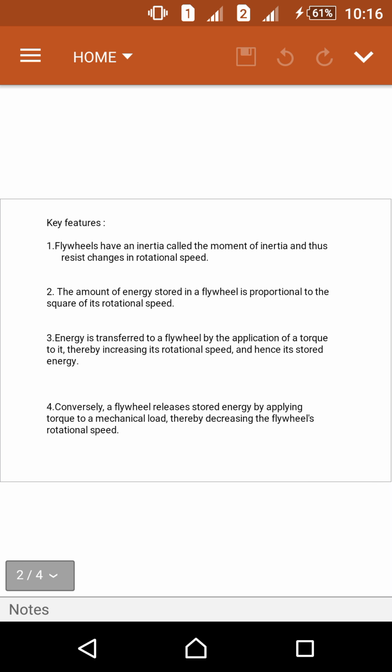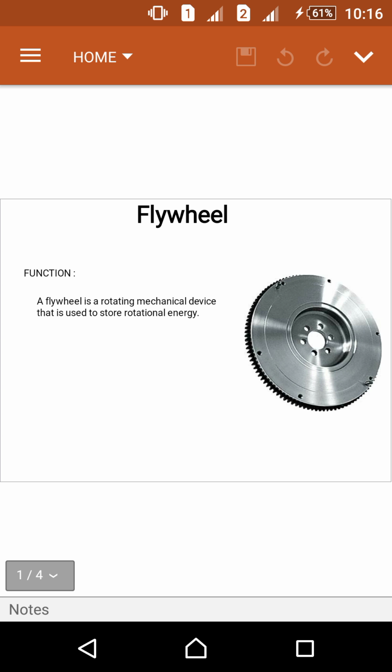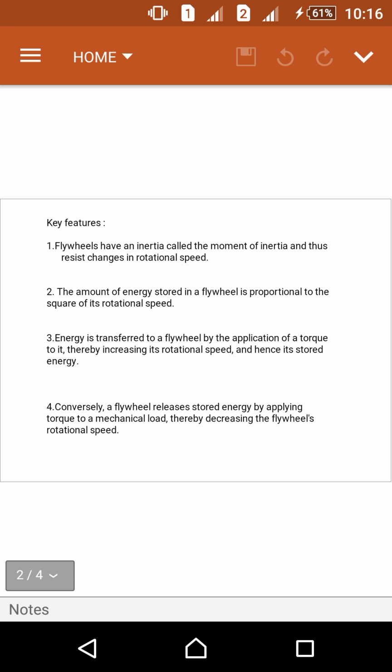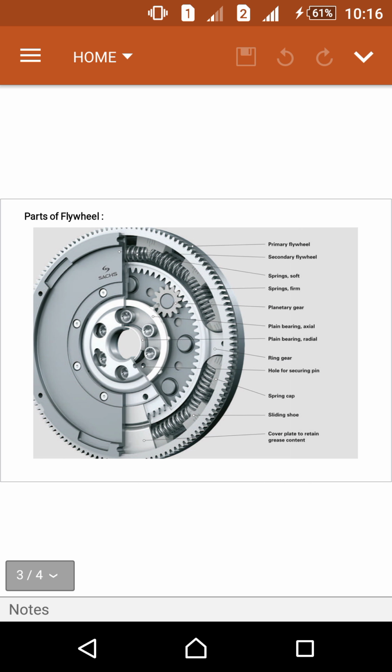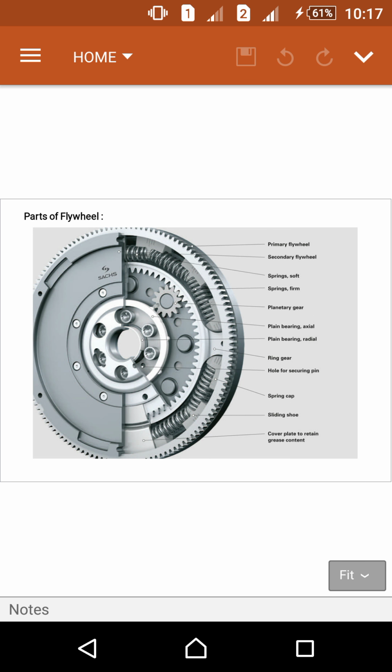Then the key features of the flywheels are: first one is flywheels have an inertia called the moment of inertia and thus resist changes in rotational speed. These flywheels have inertia like moment of inertia to resist the changes in the rotational speed. The amount of energy stored in a flywheel is proportional to the square of its rotational speed. In this flywheel, the rotational energy is inversely proportional to the rotational speed of the engine.